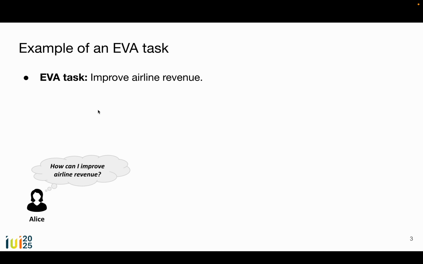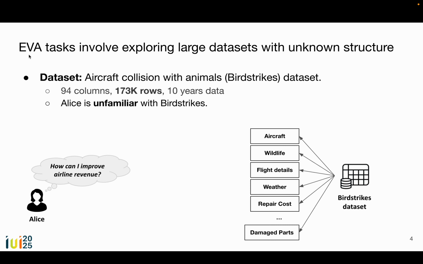Now let's see an example of an EVA task. Our user Alice wants to improve airline revenue. Generally, EVA tasks involve exploring large datasets with unknown structure, and users mainly do this before a more involved analysis such as model building. In this case, our user Alice is working with the aircraft collision with animals dataset, which is also known as bird strikes.